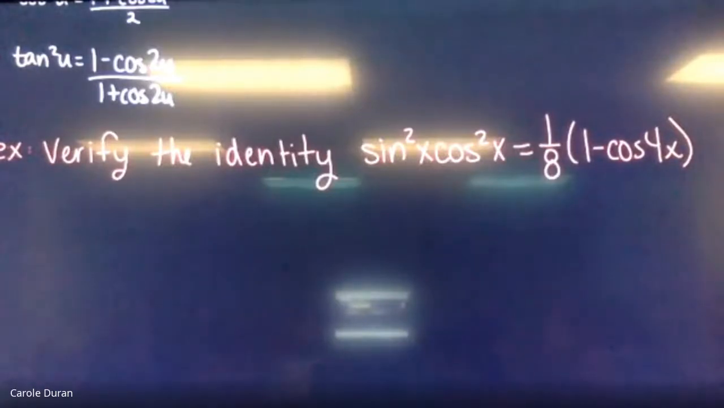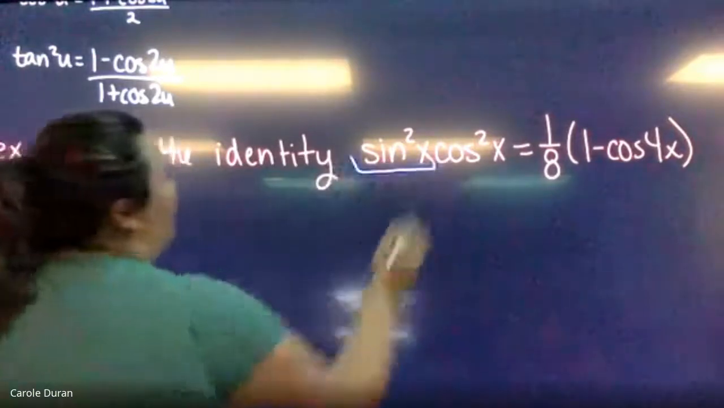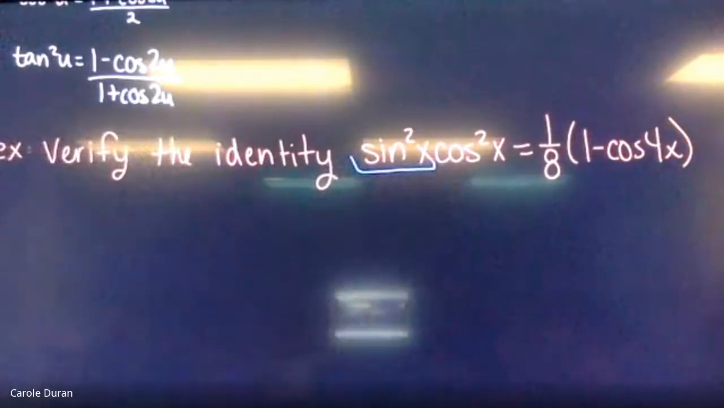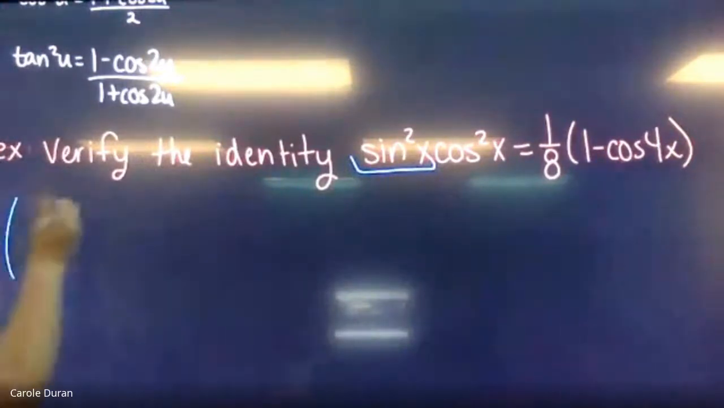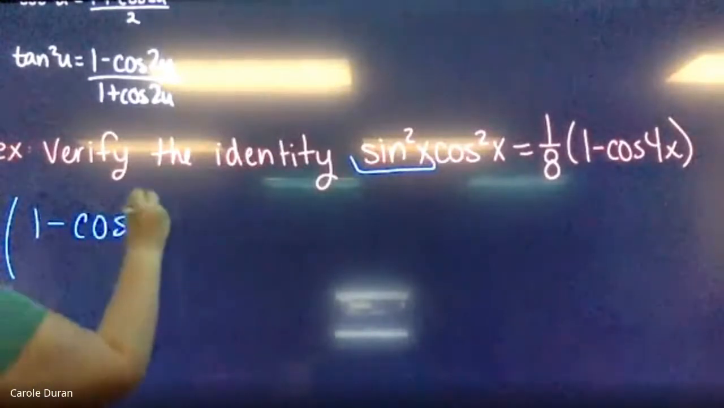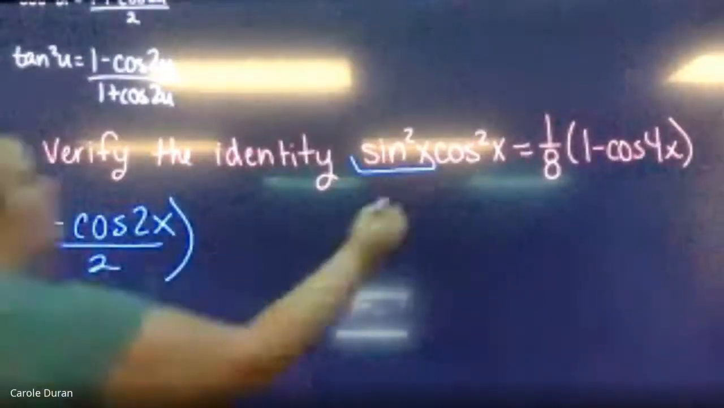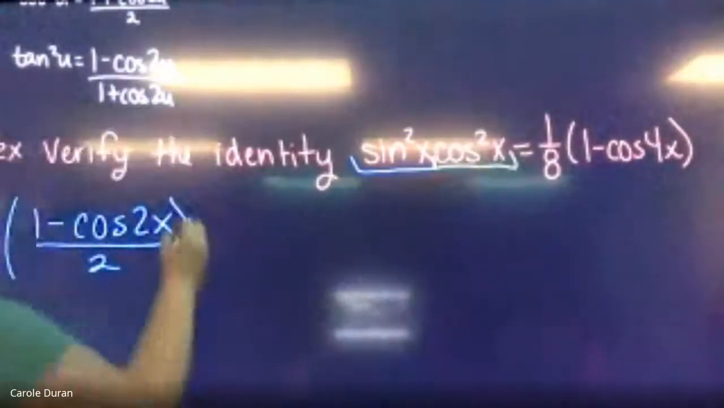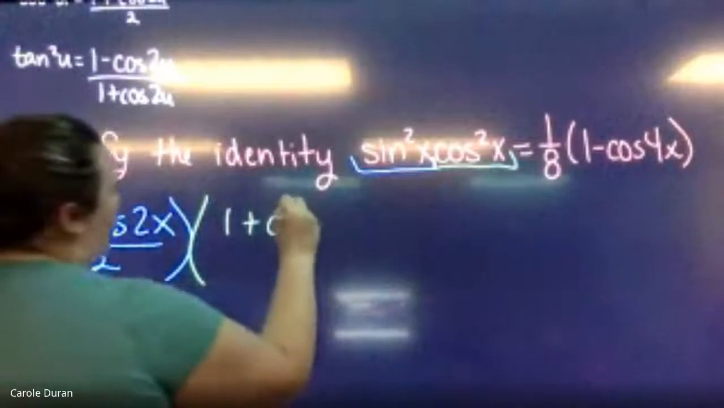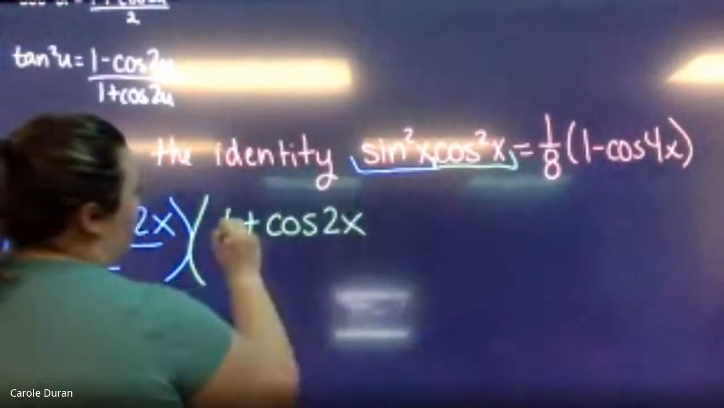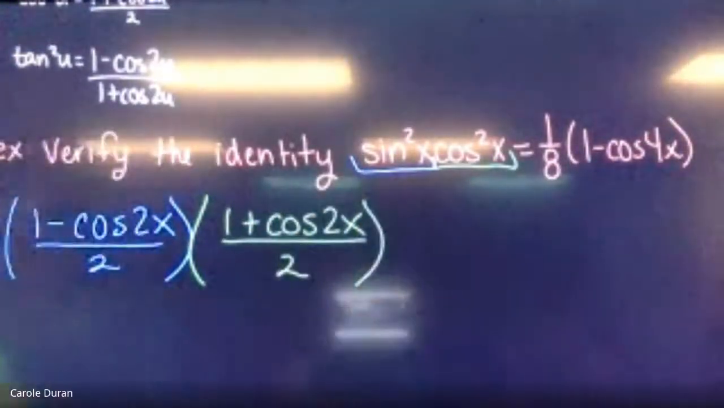Do our squared identities that we just wrote down. So I can replace sine squared x with 1 minus cosine 2u over 2, but we're going to use x instead of u. And I can replace cosine squared x with 1 plus cosine 2x over 2. Right? I just used my squared identities to replace those.